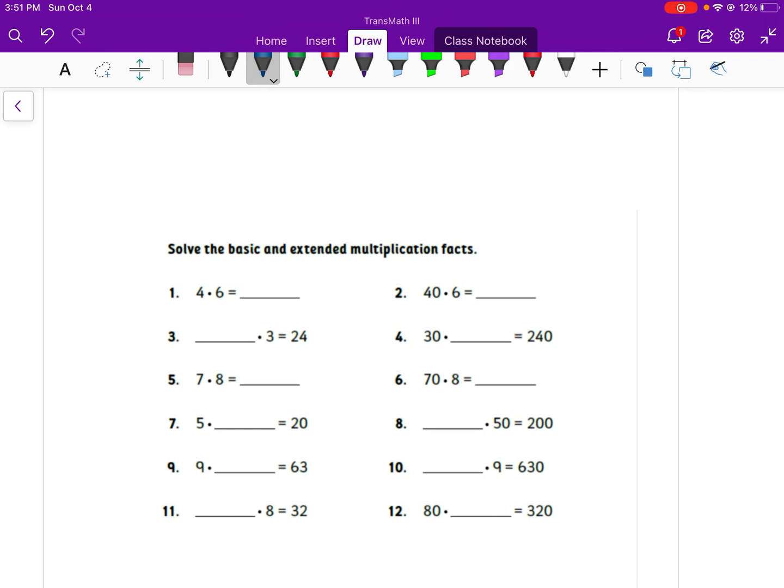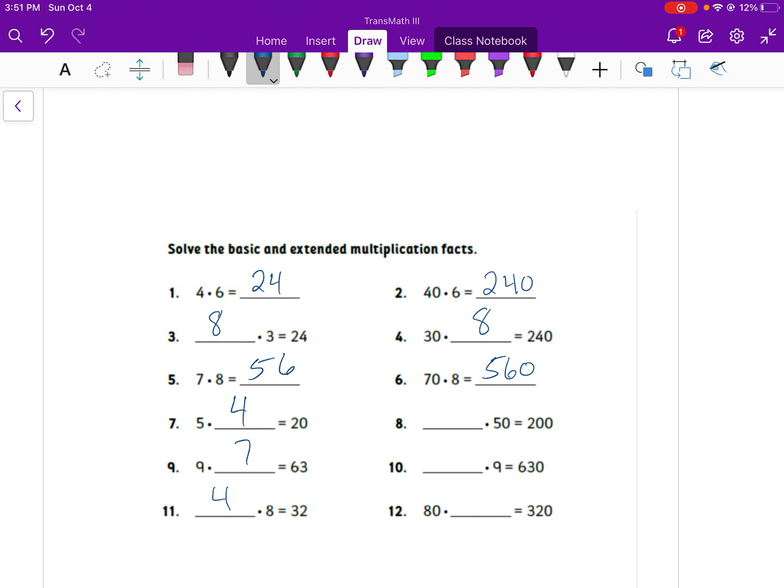So 4 times 6, there we get 24. What times 3 is 24? 8. 7 times 8, 56. 5 times 4 is 20. 9 times 7 is 63. 4 times 8 is 32. 40 times 6 is 240. 30 times 8 is 240. 70 times 8 is 560.